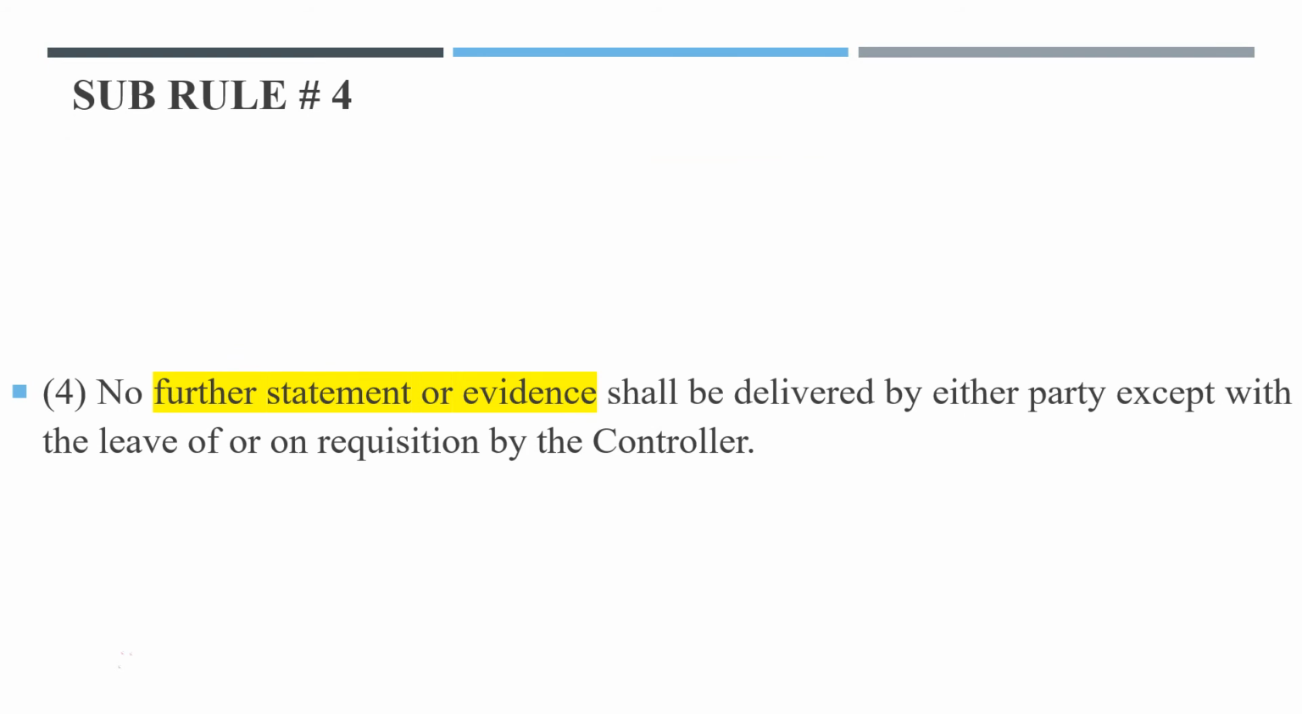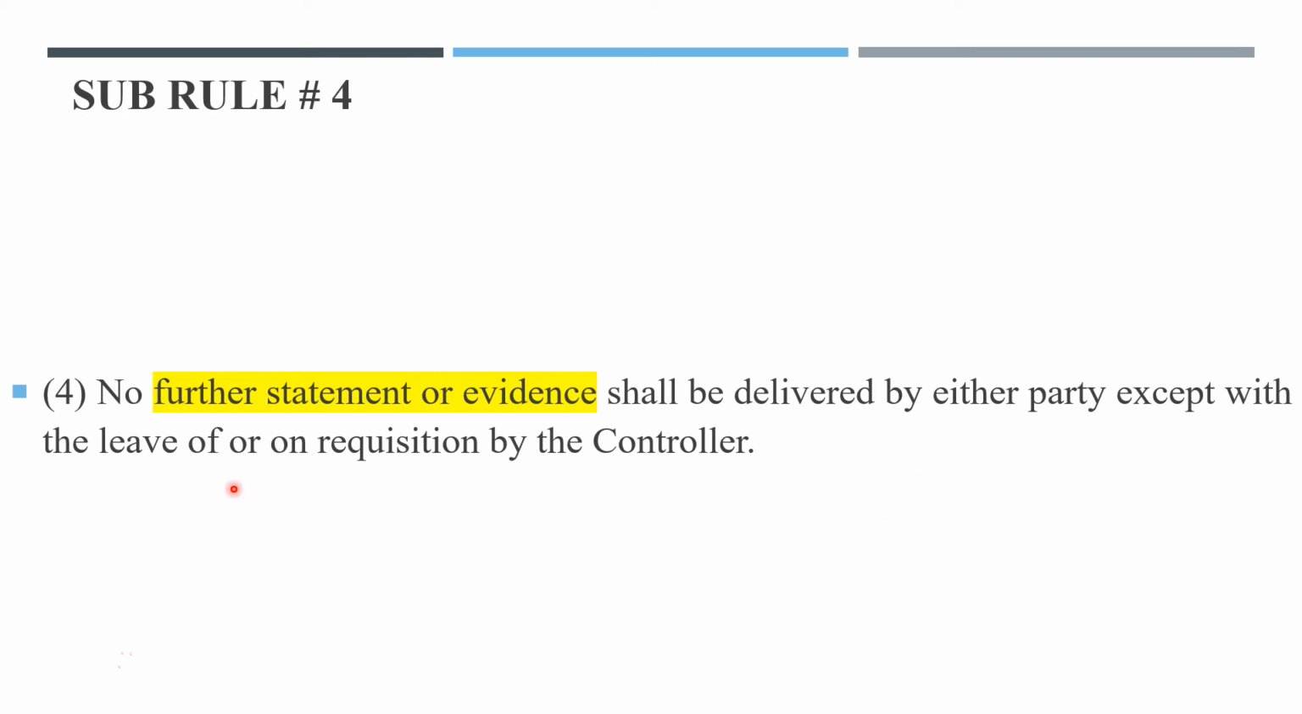Subrule 4 says, no further statement or evidence shall be delivered by either party except with the leave of or on requisition by the controller. Okay, that means both the parties will not deliver any further statement or evidence except with the leave of or on requisition by the controller. That means if the controller says or demands, then only any kind of document is to be given. Otherwise, in normal cases, no further statement or evidence will be delivered.